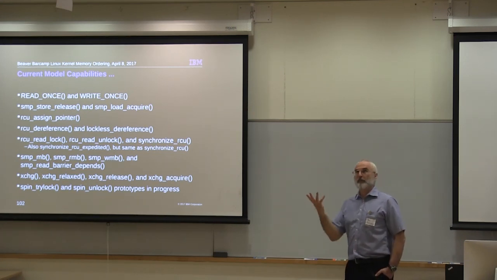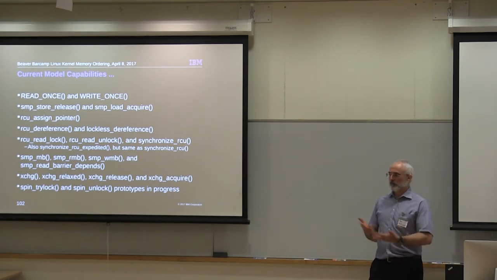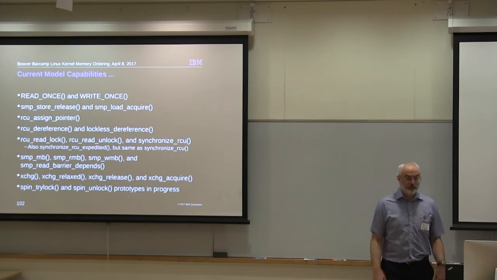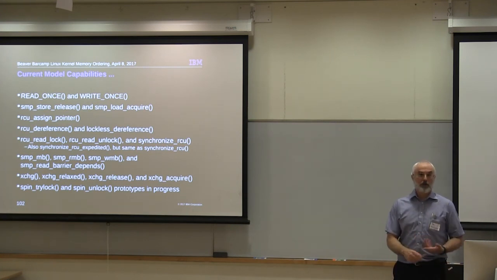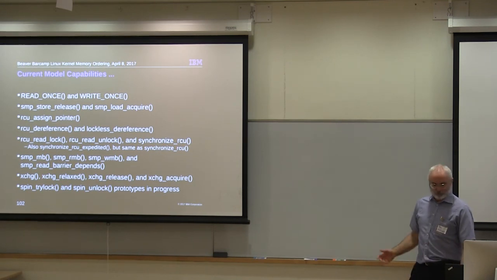This Friday we had our weekly call, and we had a big argument about how you do locking in a platonic axiomatic sense, and it turns out that things like spin_is_locked and spin_unlock_wait in the Linux kernel make it really, really hard. Okay, but we'll figure something out.